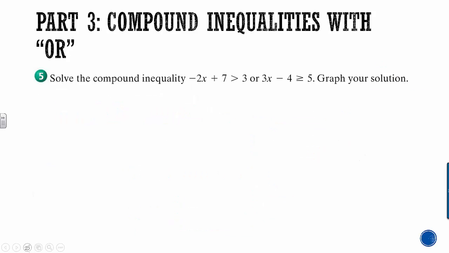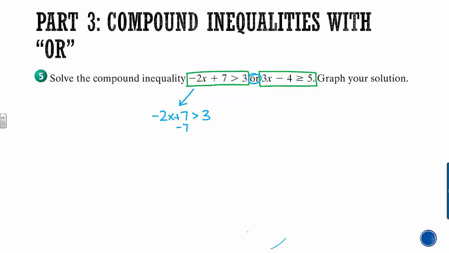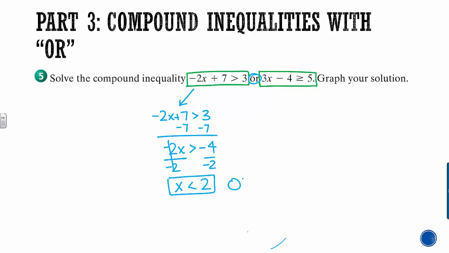So let's solve one. These are a little easier because it's literally just two different problems that you put into one problem. So solve them totally separate. Your answers will be totally separate, and then you just got to put the word or in between. So if I start with this one, first thing I got to do is subtract 7 from both sides. So I get negative 2x is greater than negative 4. And then divide both sides by negative 2. And remember, because I divided by a negative, I got to flip my sign around. So here's one option. X is less than 2.